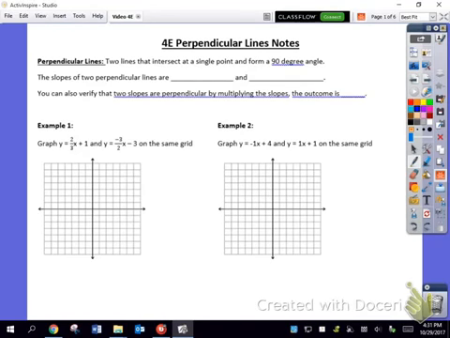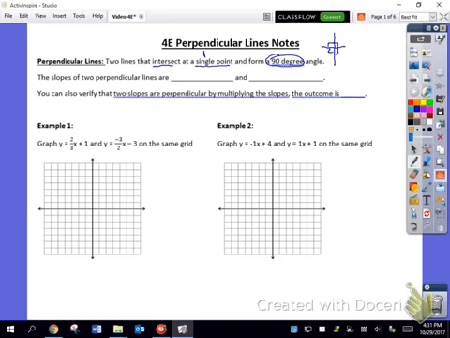Perpendicular lines intersect at one point, so at a single point, and form a 90-degree right angle. A 90-degree angle means that it makes right angles. And you can look at your hand. If it makes like the L of your hand, it makes a right angle.